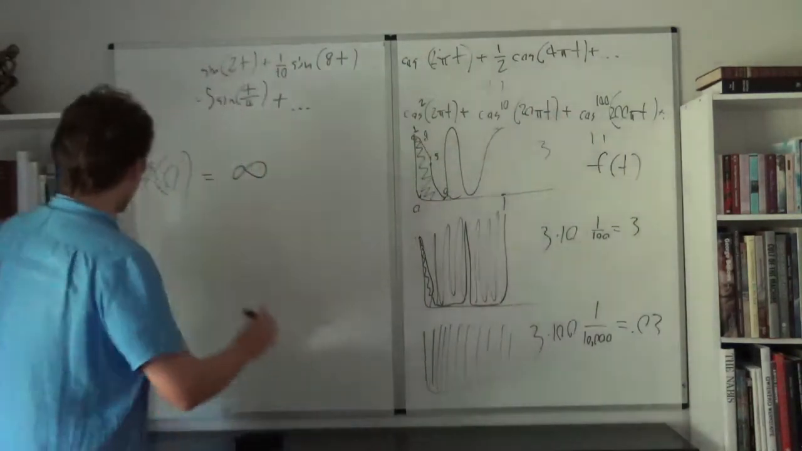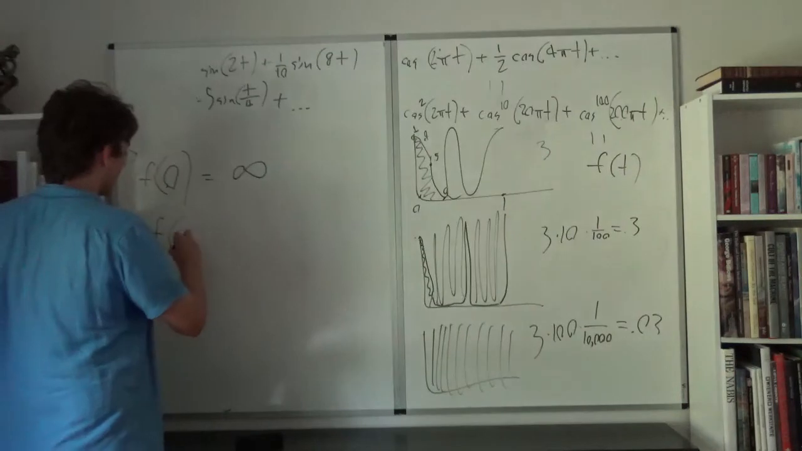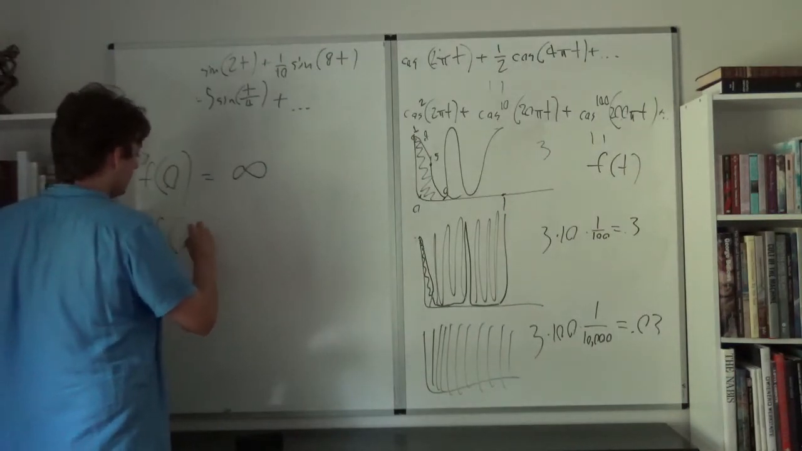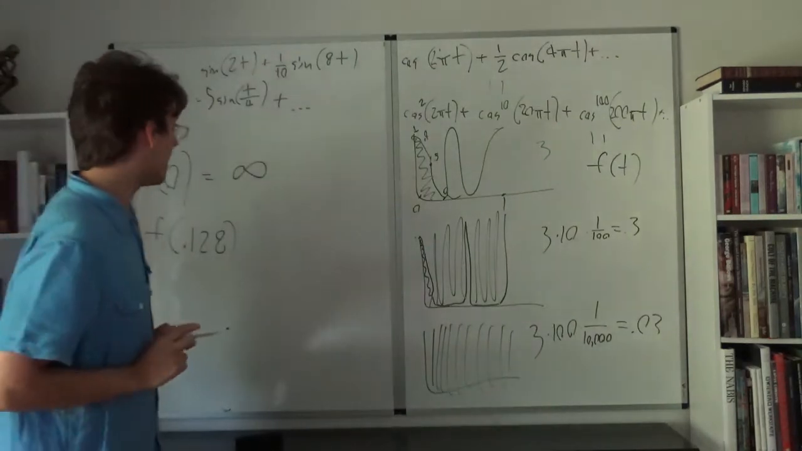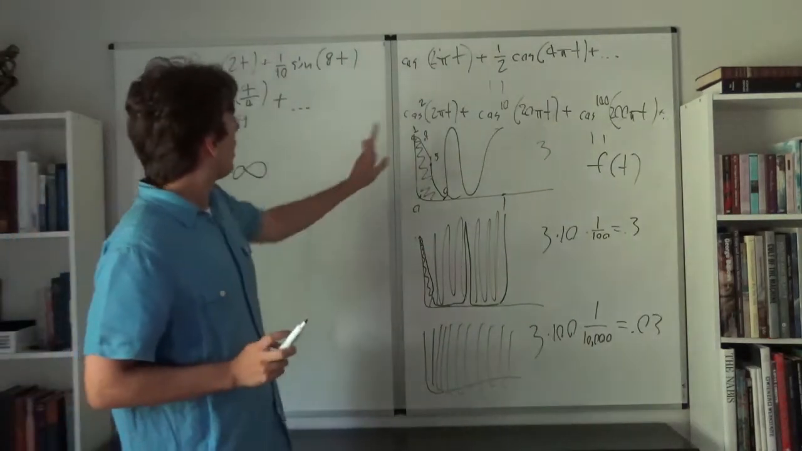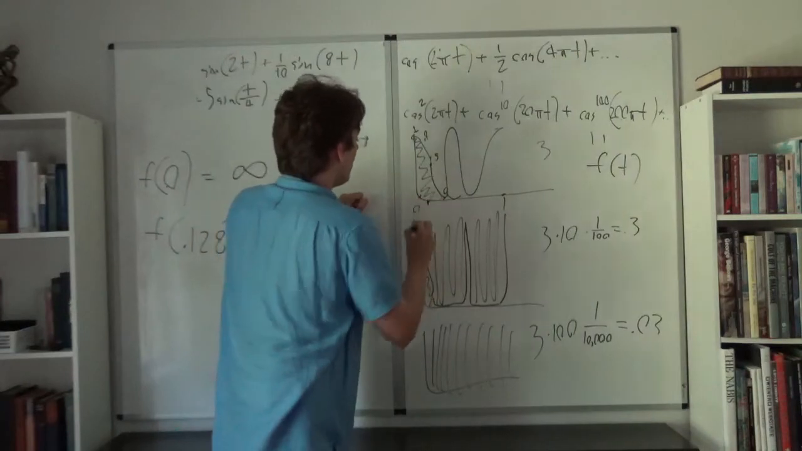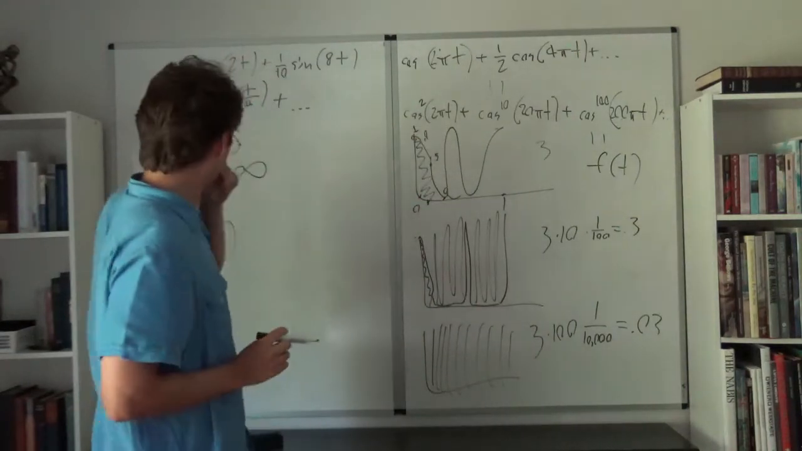Let's try another one. Let's try 0.128. That should work. That'll definitely work, right? Well, let's see. 0.128. It's like right here. And, oh yeah, it's out. It's not there.